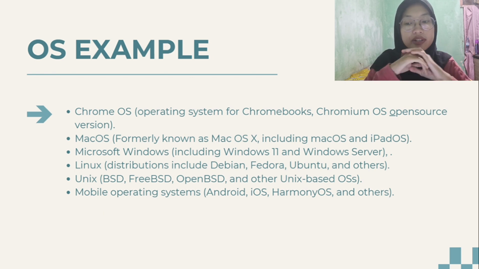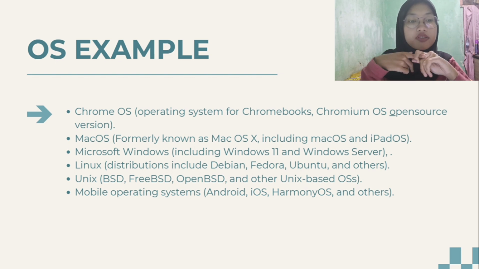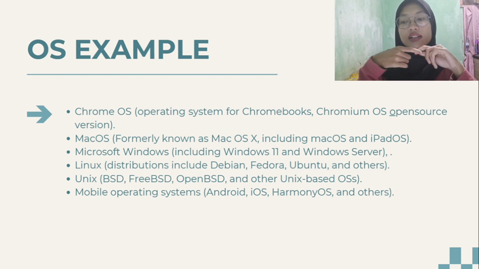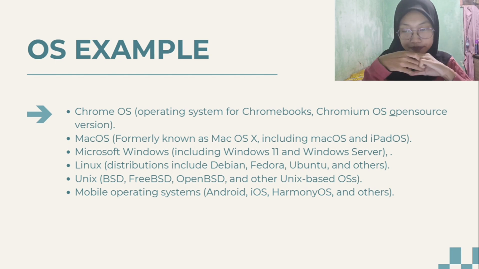Examples of operating systems: first is Chrome OS, an operating system for Chromebooks, and Chromium OS, the open source version. Second is macOS, known as Mac OS X, including iPadOS. Basically, it's for Apple products. Third is Microsoft Windows, including Windows 11, Windows Server, and Windows XP.